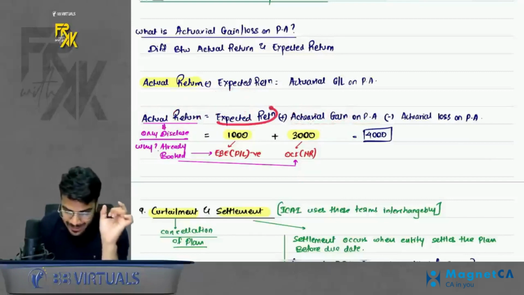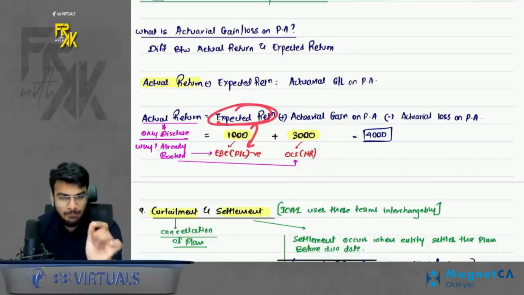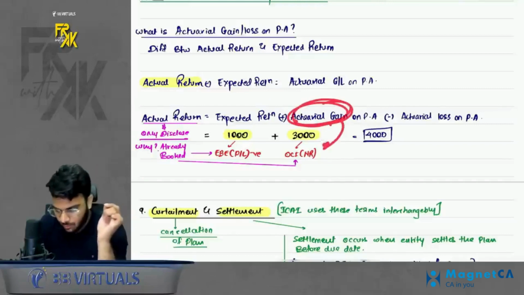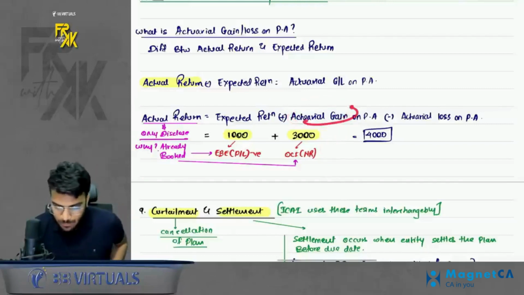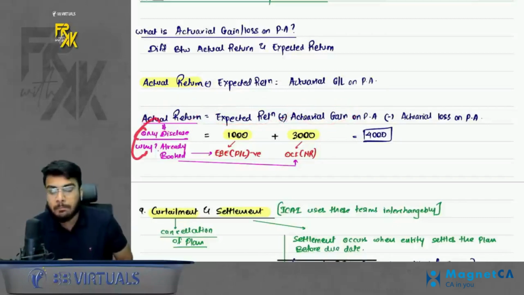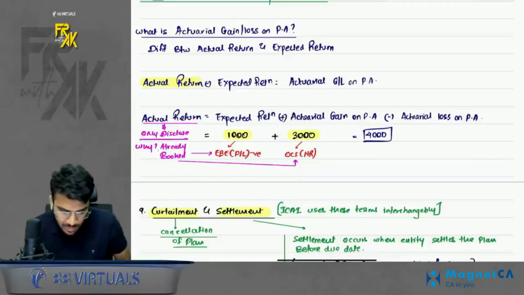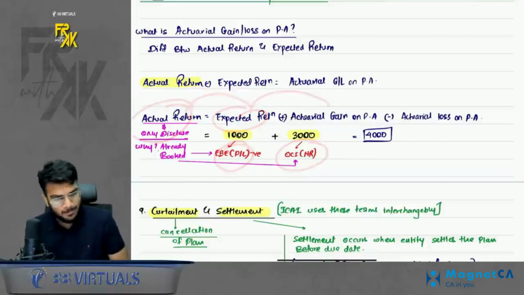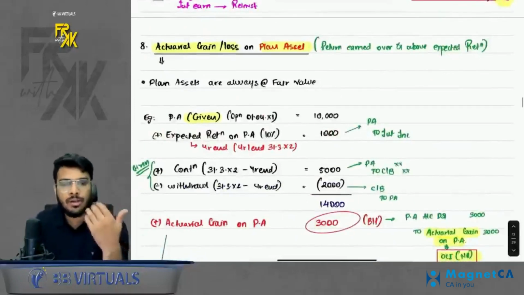This expected return is transferred to employee benefit expense, profit and loss. This actuarial gain and loss is transferred to OCI NR. The combination of these two is your actual return. Do remember, actual return, you need not book separately again. Why? Because it is a combination of two amounts, and these two amounts have already been booked in the respective columns.